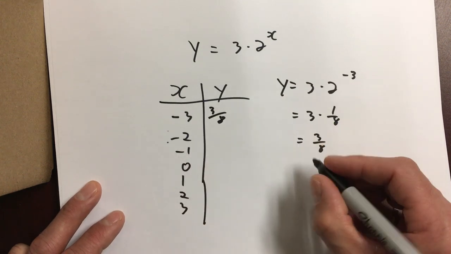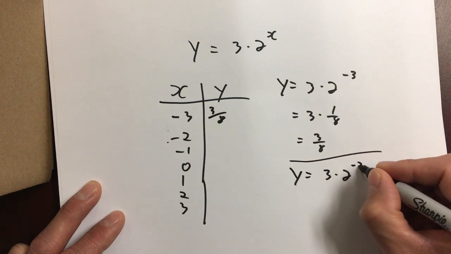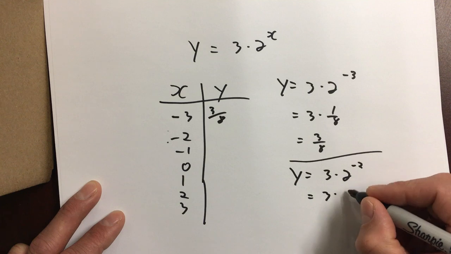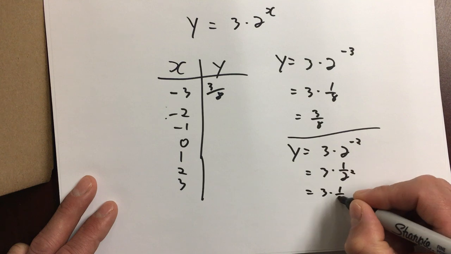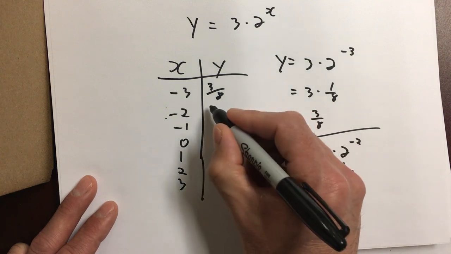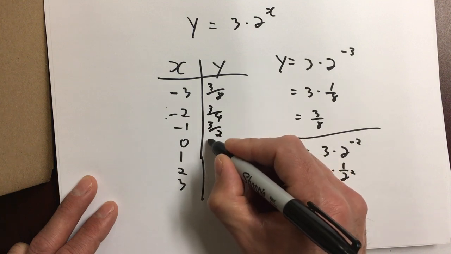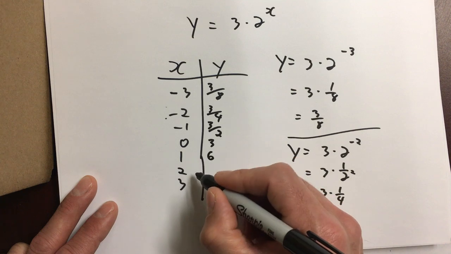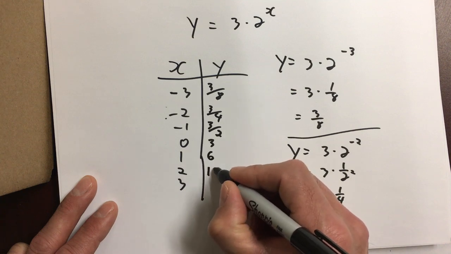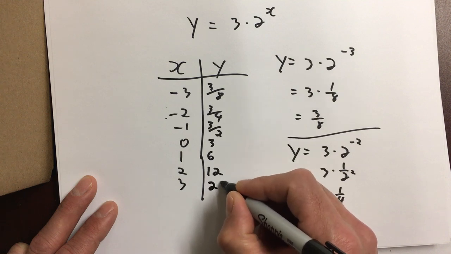This next one, y equals 3 times 2 to the negative 2 is 3 times 1 over 2 to the 2. 3 times 1 over 4, so it's 3 over 4. That's going to be 3 over 2. That's 3. That's going to be 3 times 2, which is 6. 3 times 4, which is 12. And 3 times 8, which is 24.